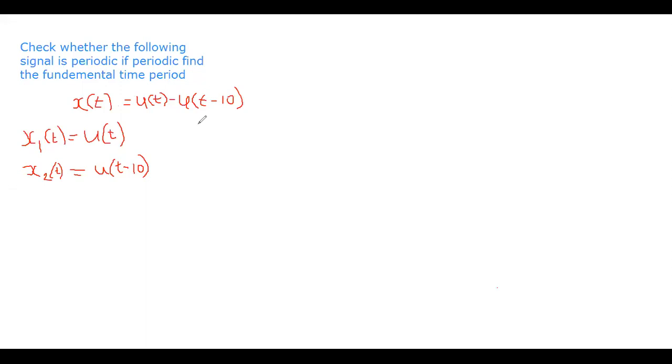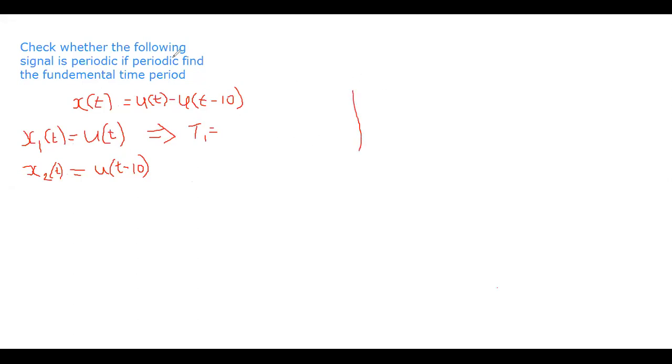To determine the fundamental time period, we must consider the first function u of t as x1 of t, and the second one as x2 of t, that is u of t minus 10. So this is case 2 here. Now let us consider capital T1 is the fundamental time period of x1 of t.